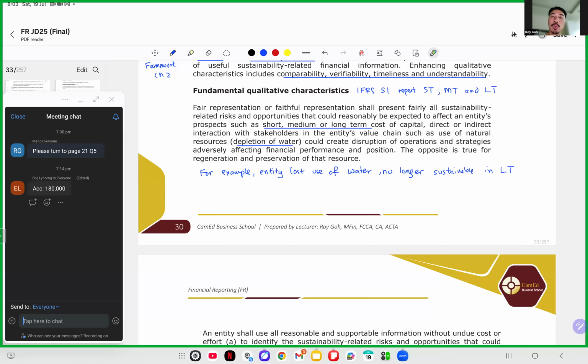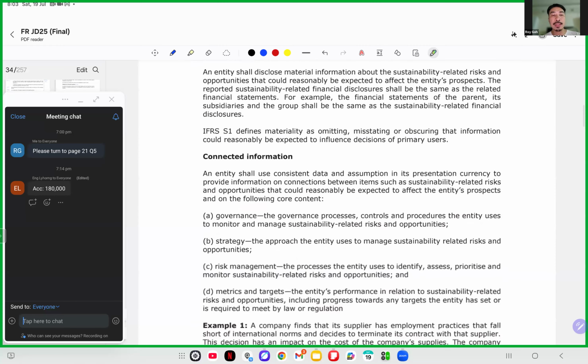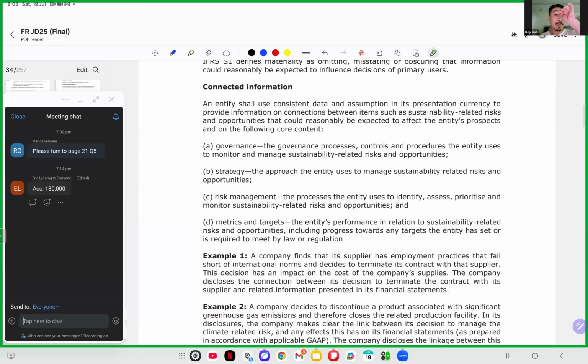So I shall report under IFRS S1 that I'm no longer sustainable. I cannot continue farming. So I report bad news. I may also report good news. Both good news and bad news I must report. You may also report on the government strategy, sustainability changes, all this is fine.